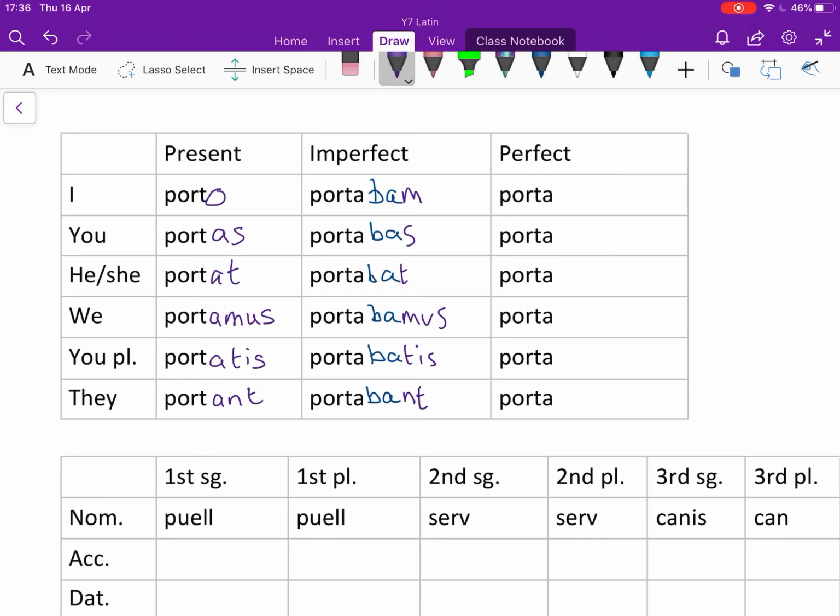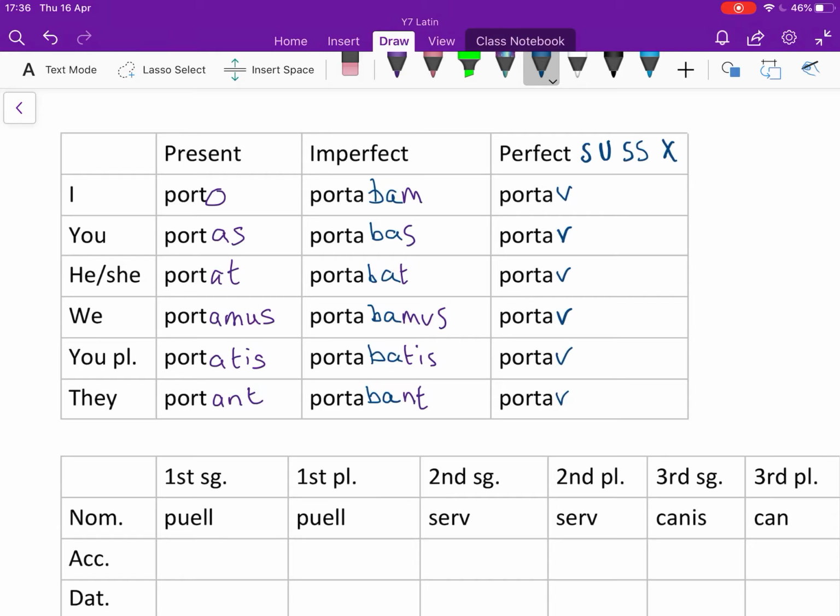Now, for the perfect tense, there are a few different ways of recognising this. The most usual letter to look out for is a V. So let's add that onto our verb to carry here. But there's a few other letters that you could look out for as well. So you might see an S, a U, a double S, or an X.